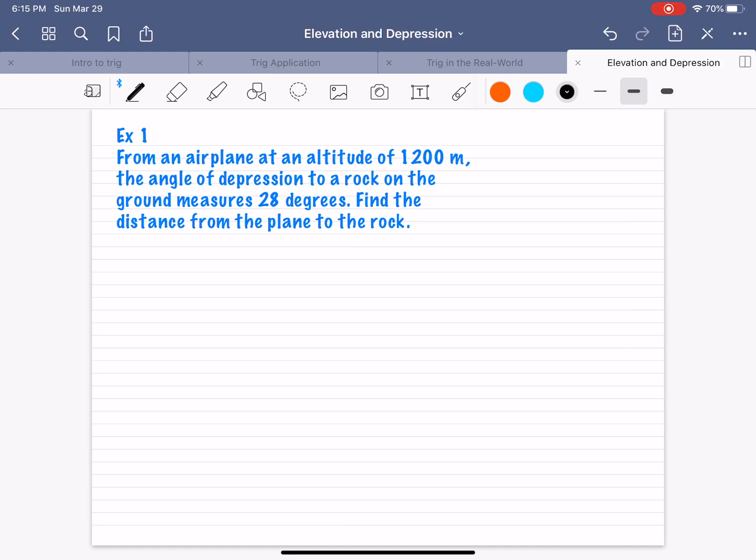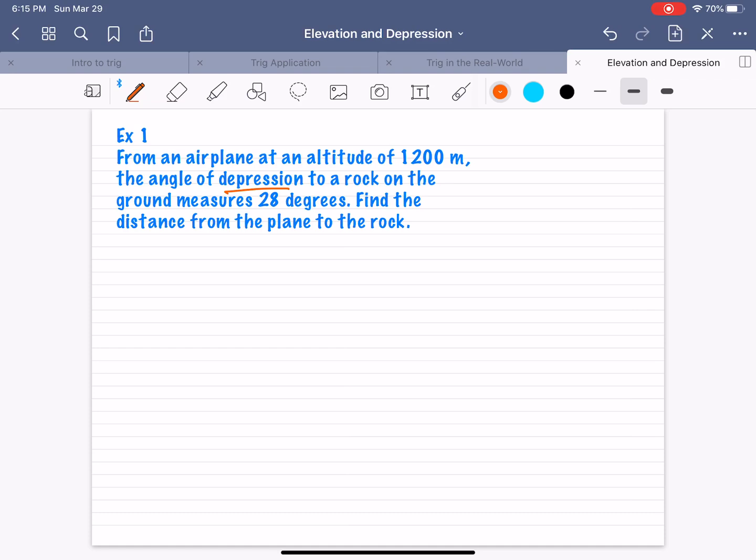From an airplane at an altitude of 1200 meters, the angle of depression, so keyword there, the angle of depression to a rock on the ground measures 28 degrees. In other words, you're in an airplane, you're looking down at an angle of 28 degrees. Find the distance from the plane to the rock.